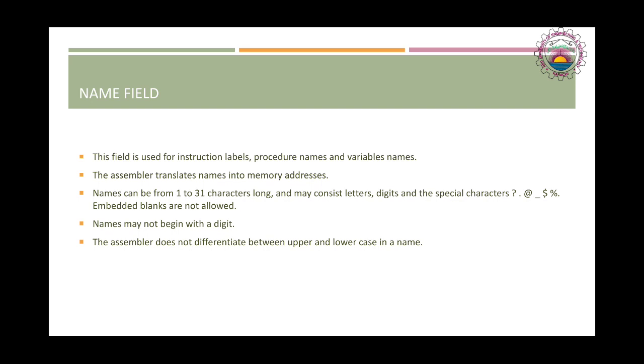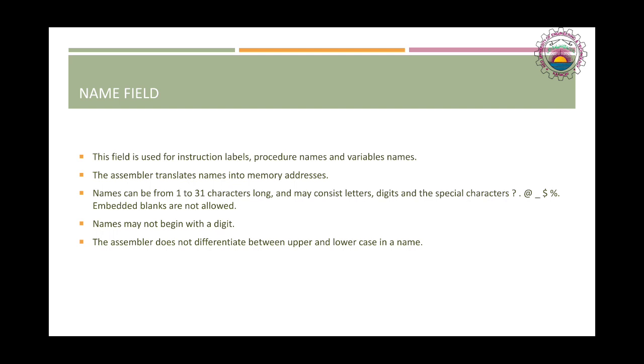So here we have some details for the name field. The name field may be used for instruction labels, procedure names, and variable names, and the assembler translates names into memory addresses. The name field may be 1 to 31 characters long, and it may have letters, digits, and special characters. These special characters are allowed: question mark, dot, at the rate sign, underscore, dollar sign, and percentage sign.